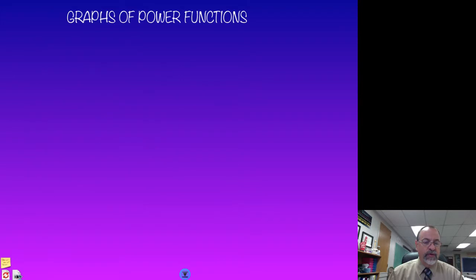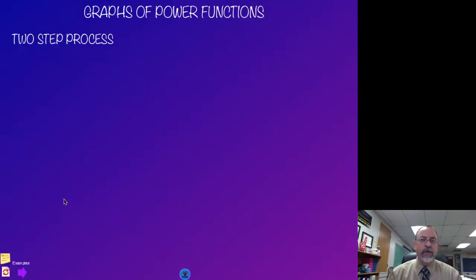Okay, so if we put all those together, then we can graph these power functions using a two-step process. And again, I'll show you the two-step process and talk about it, but then I will do examples in the next video. So the two-step process is this.